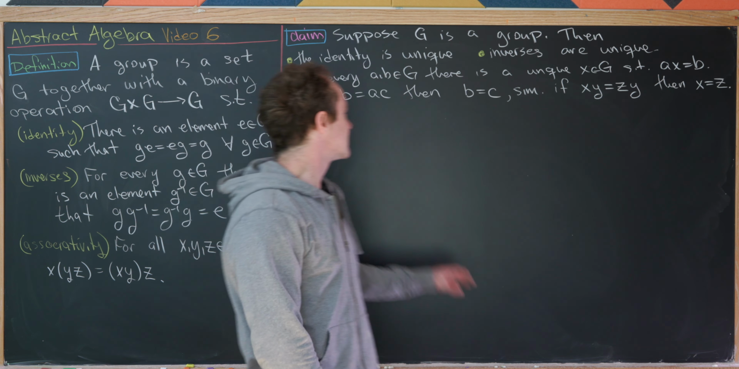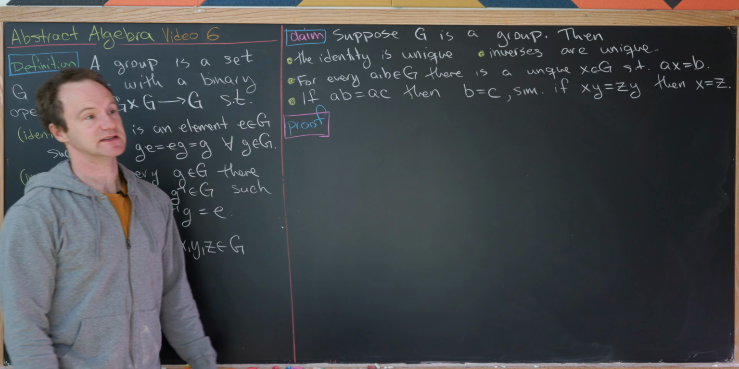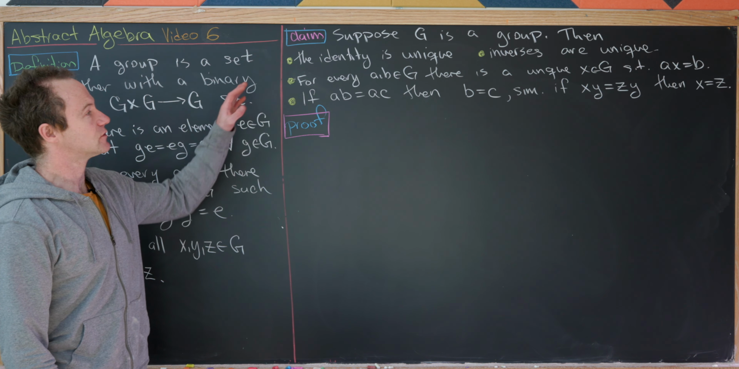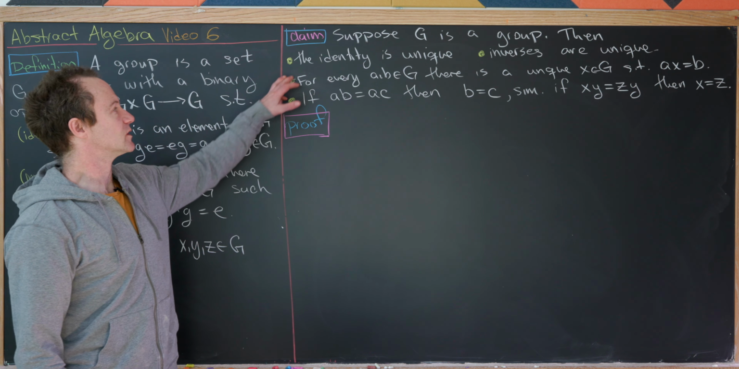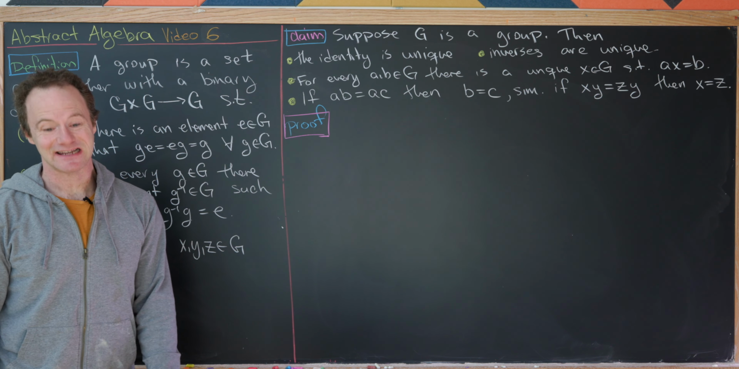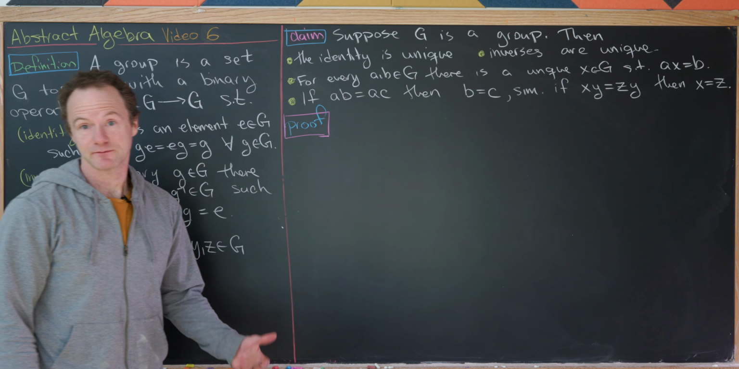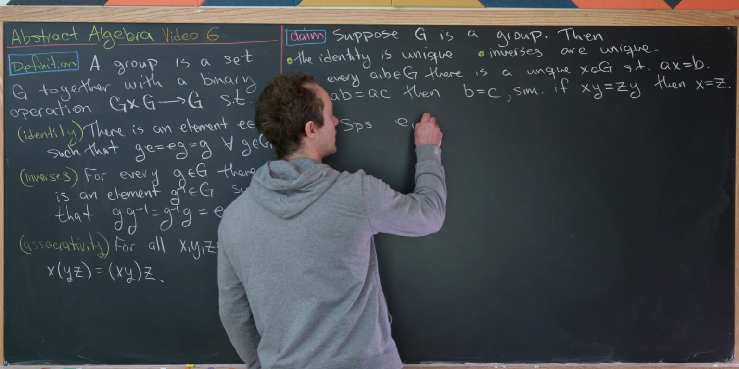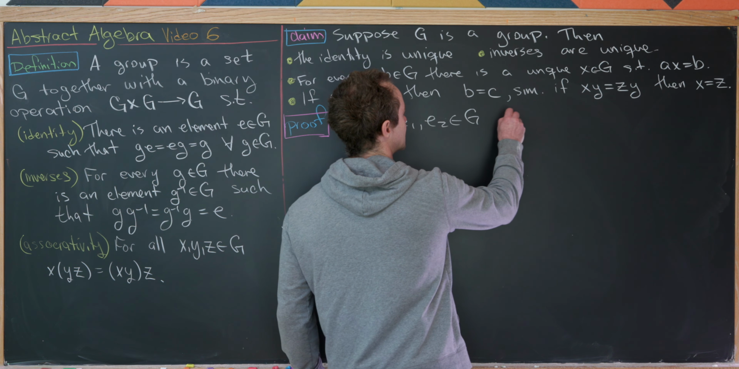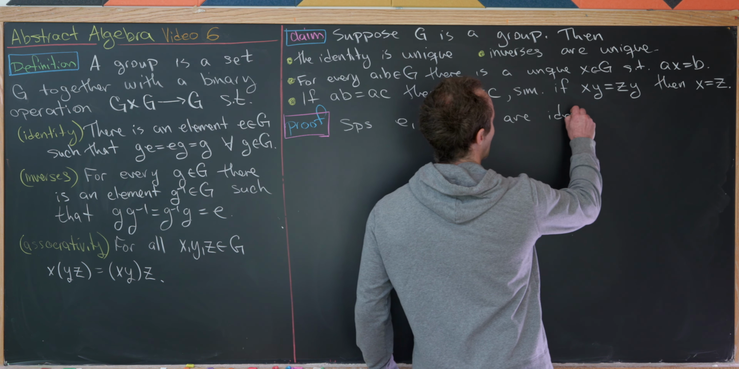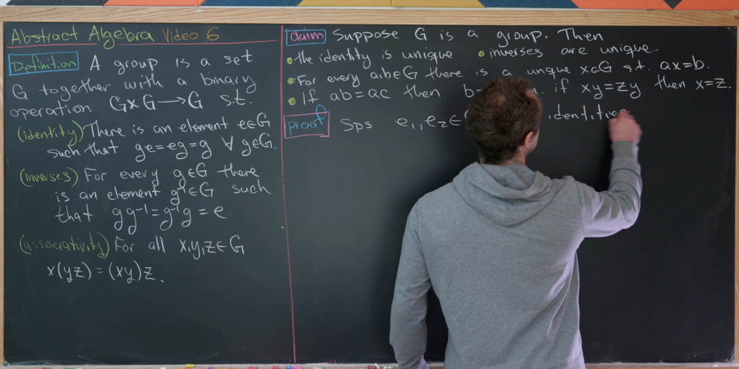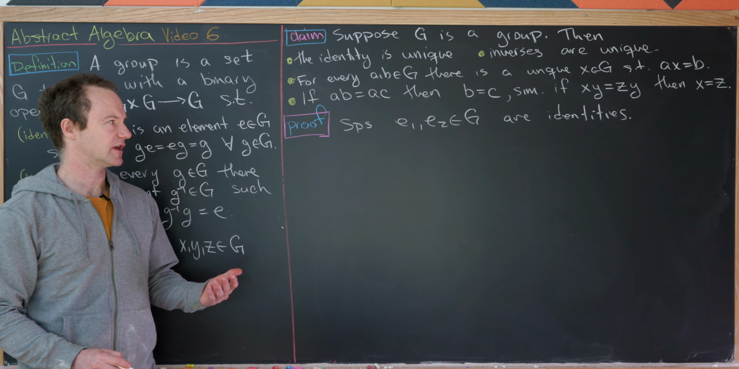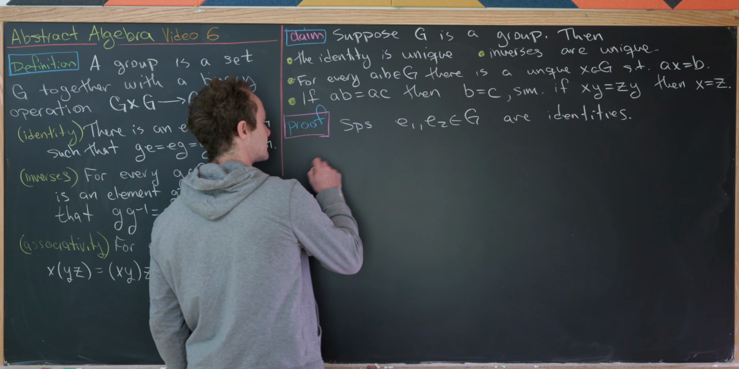Okay, so let's look at our first suite of results for general groups. Let's suppose G is a group. We'll start off by proving that the identity is unique. So let's get to it. Let's suppose that e1 and e2 in G are both identity elements. What we'd like to do is show that they must be equal to each other.